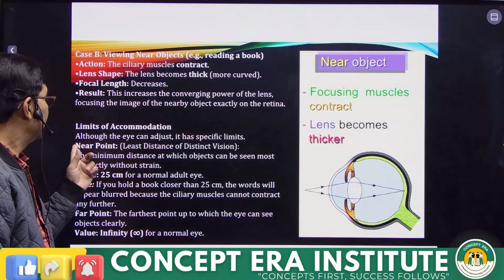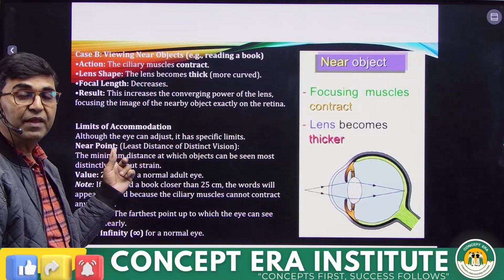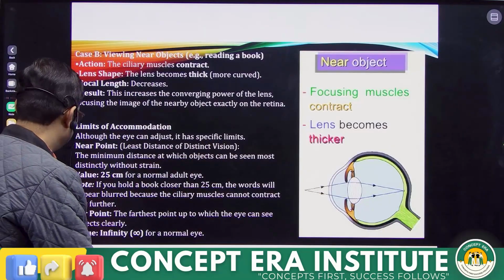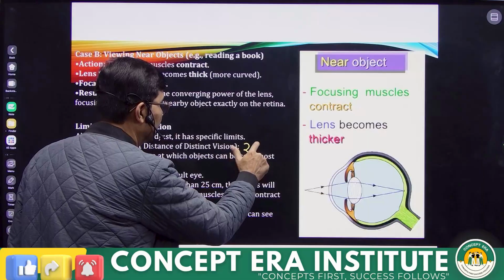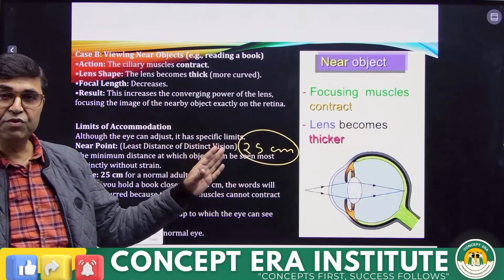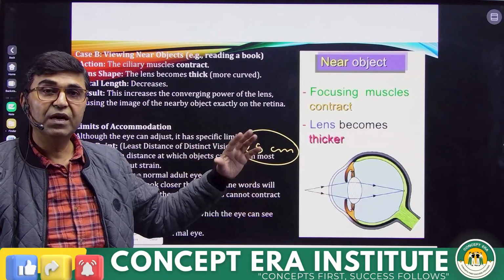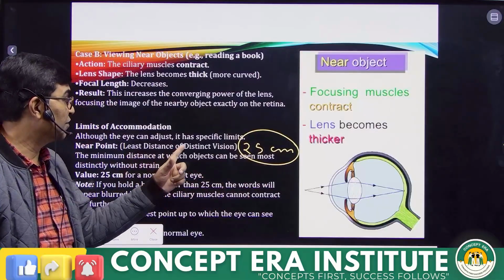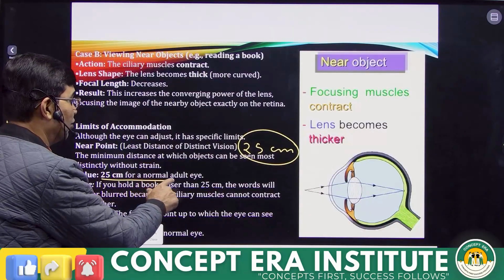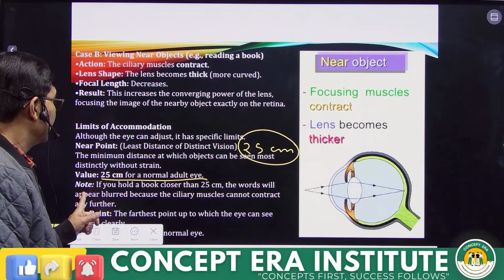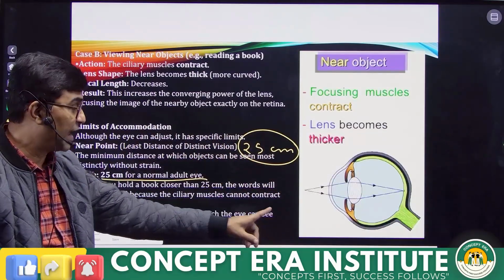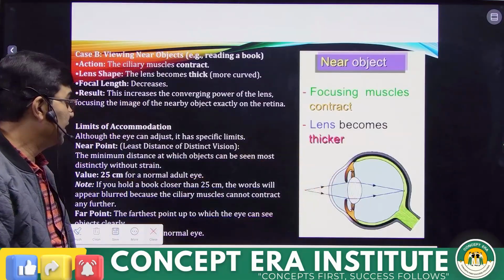So here, the near point, that is the least distance of distinct vision, is nearly 25 centimeters. In some cases it can be 26, in some cases it may be 24, but overall the average least distance of distinct vision is about 25 centimeters. The value is 25 centimeters for a normal adult eye. The ciliary muscles compress the eye lens, the focal length decreases, and you are able to see the object placed nearby very clearly.